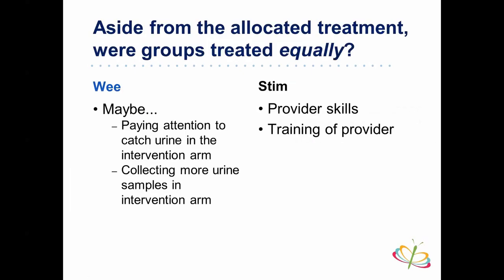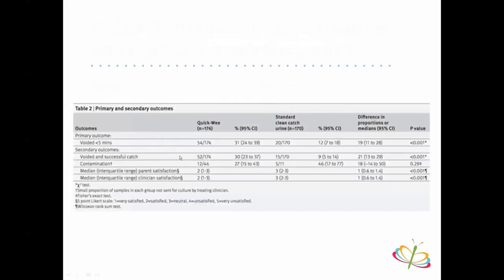Okay, aside from the allocated treatment, were groups treated equally? For the Quick-Wee, we don't know, maybe. So looking back, I talked about under secondary outcomes, voided and successful catch. There was a difference of 2 infants in the Quick-Wee arm that they didn't catch the urine, versus the standard clean catch arm, where it was 5 infants that they didn't catch the urine.